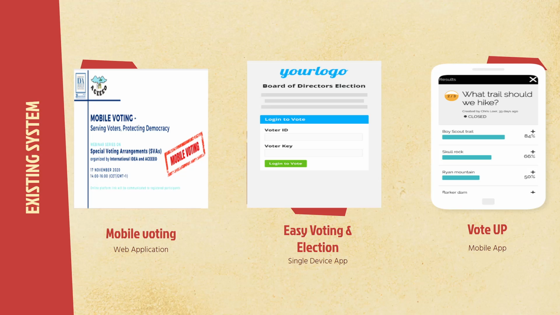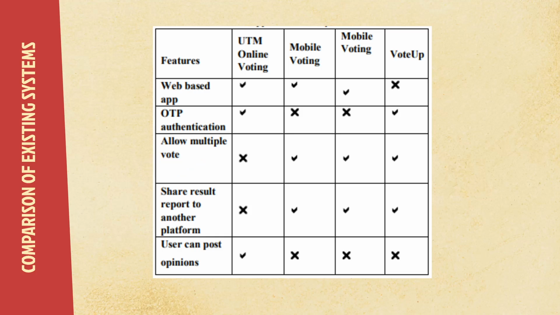There are some existing systems for voting online. First of all is mobile voting, it's a web application. Second is easy voting and election, it's a single device application. Third one is mobile vote app, it's a mobile app. The comparison of existing systems with UTM online voting.